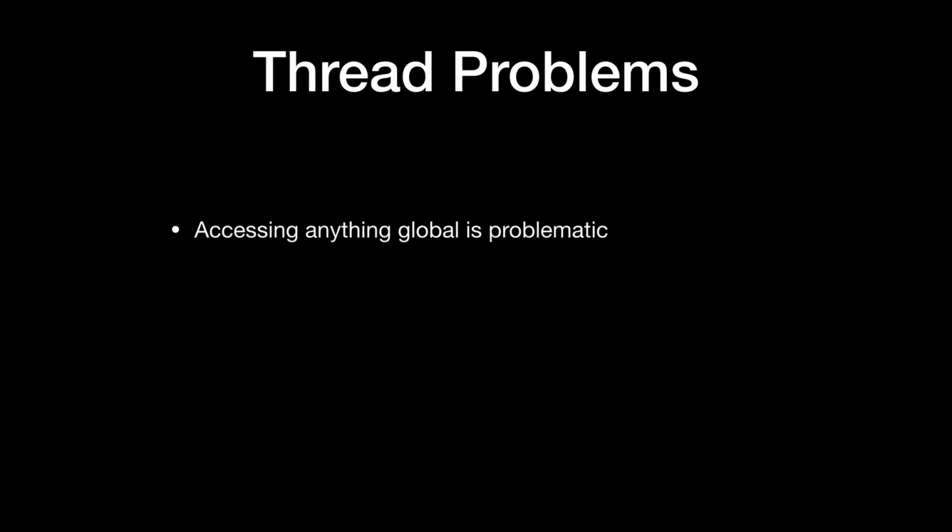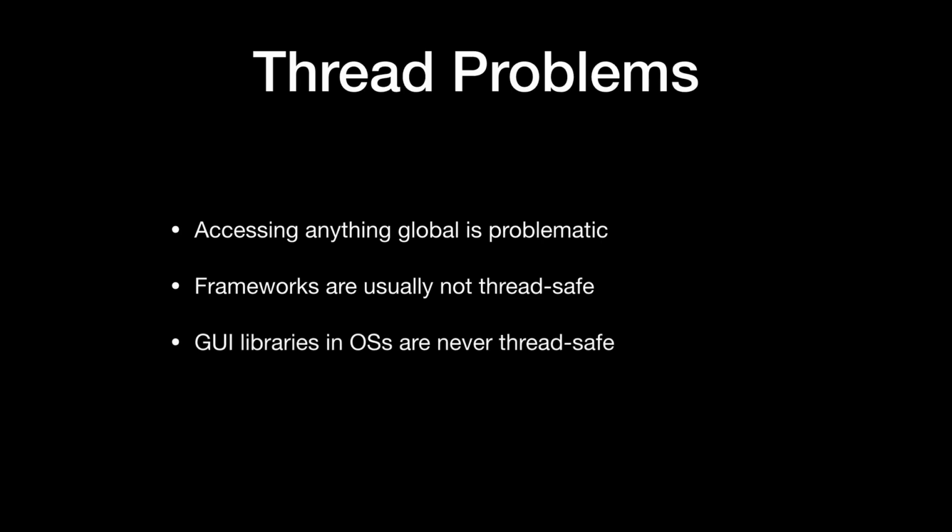First of all, accessing anything global is problematic. You could end up with threads running on different cores, accessing global information. One thread doesn't know that another thread has changed it. That can be a real problem. Frameworks are usually not thread safe, and ours is no exception. GUI libraries in OSs, meaning the code in the operating system that handles buttons and windows and menus and all that stuff, they're never thread safe. So that's a big problem. But we know that you guys don't care about any of that. You just want it to work. And we do too. And there actually is a solution to this problem today.